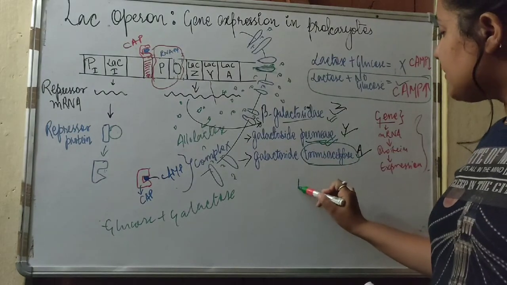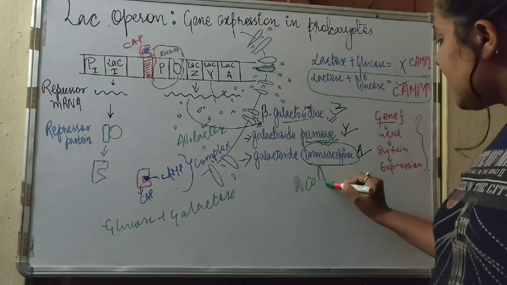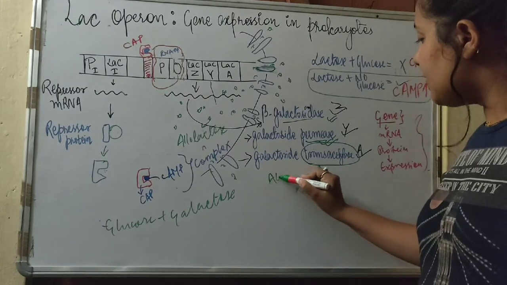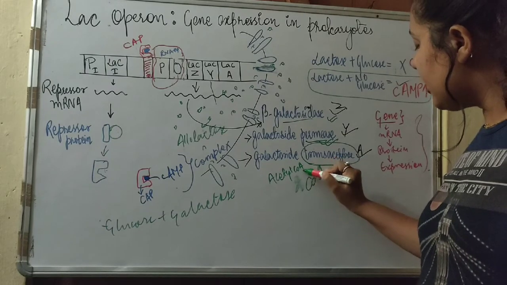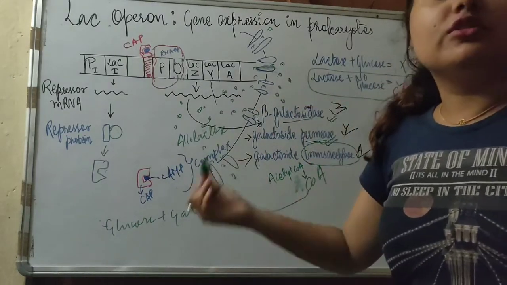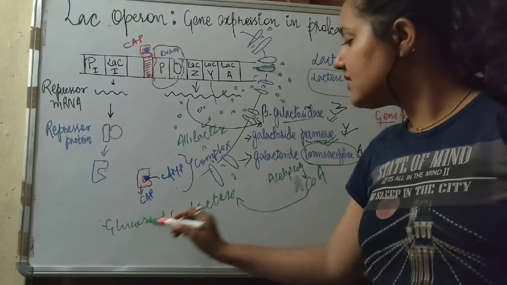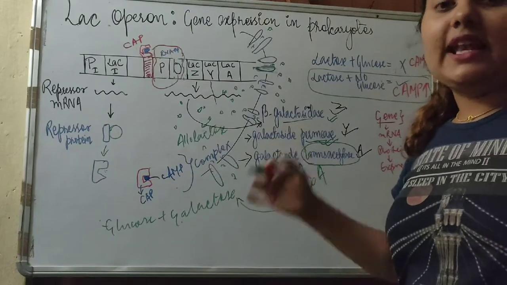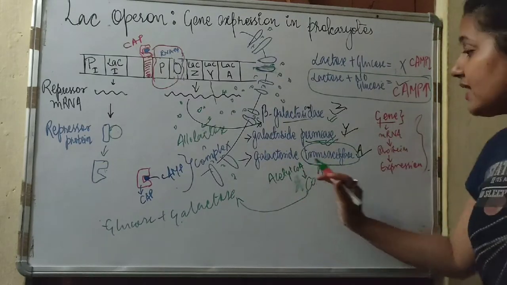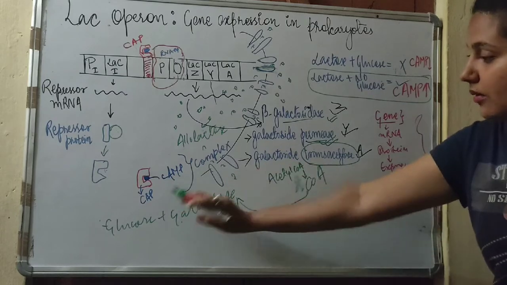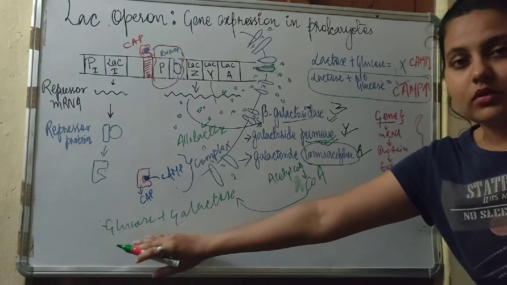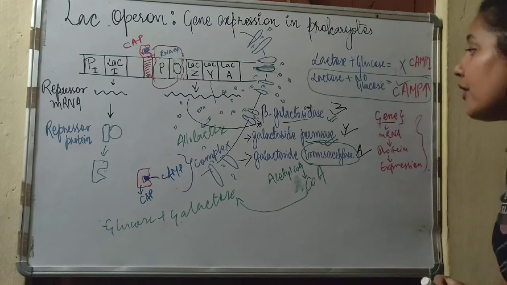Transacetylase transfers coenzyme A from acetyl coenzyme A to the beta galactosidase and helps beta galactosidase do its work more frequently, breaking lactose into glucose and galactose more frequently.